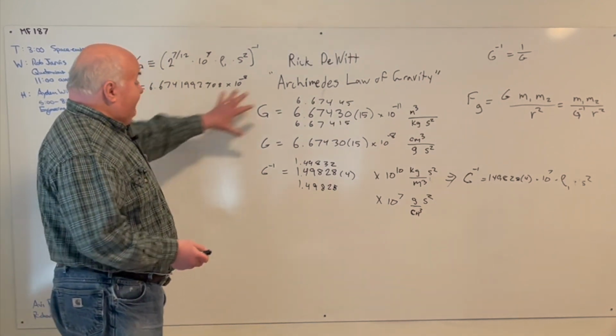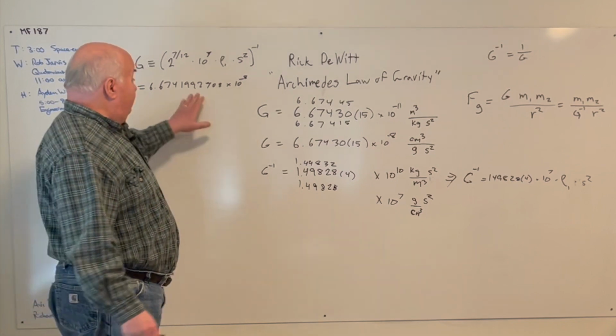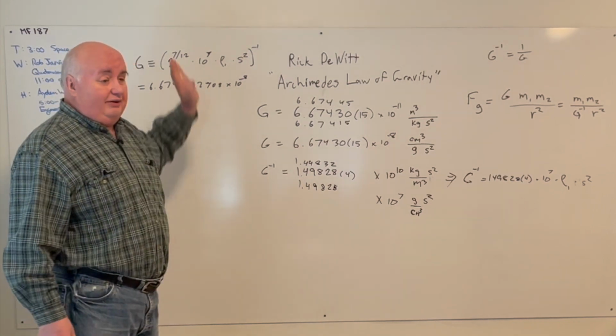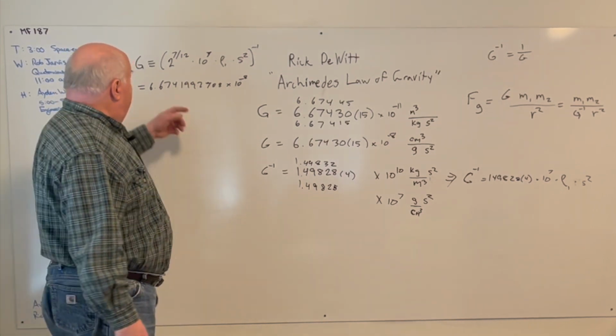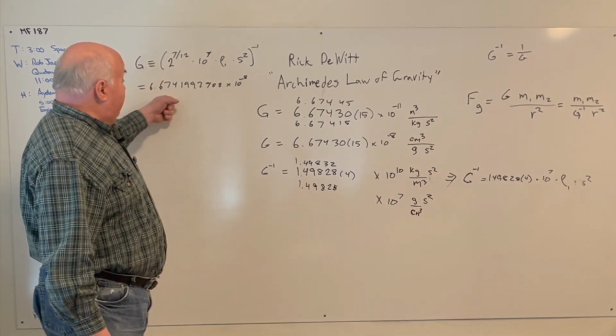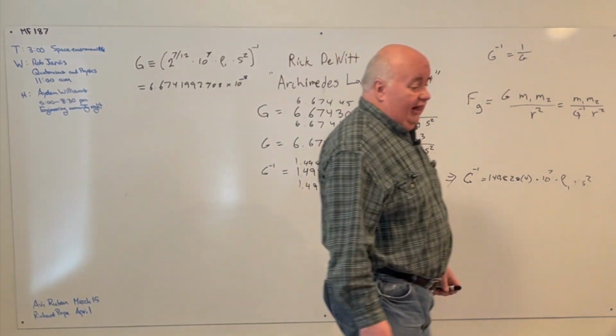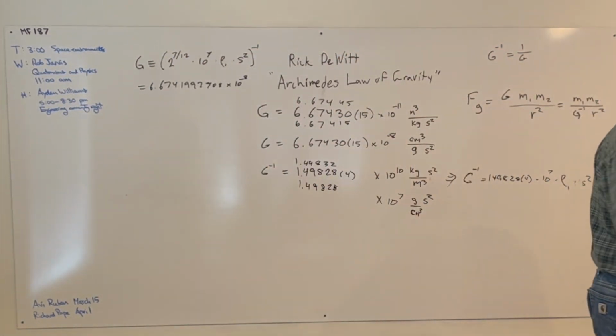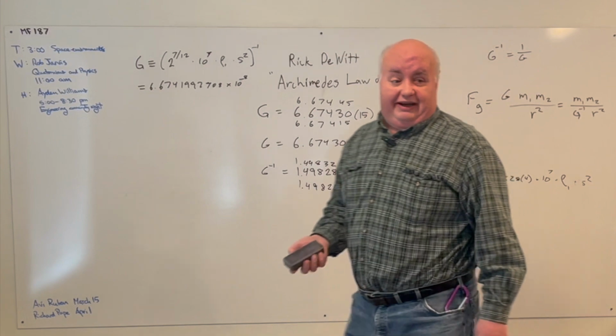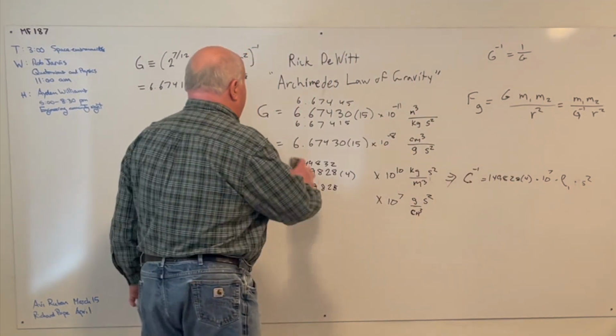Okay, now that's not Archimedes' Law of Gravity. That's the universal gravitational constant. It absolutely is amazing to me. So now that I have this exact form of the universal gravitational constant, I can use that in places where we already are using the gravitational constant.